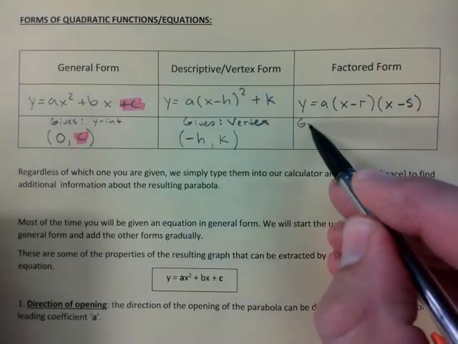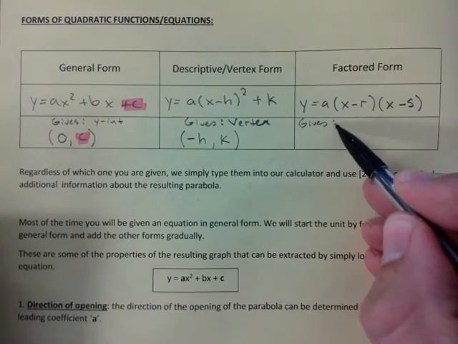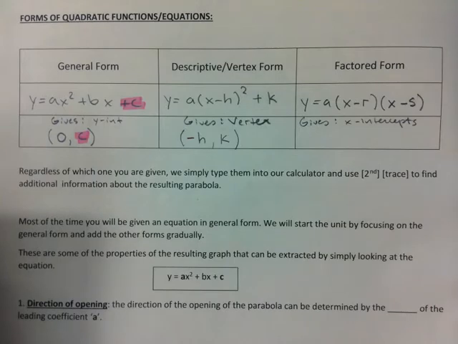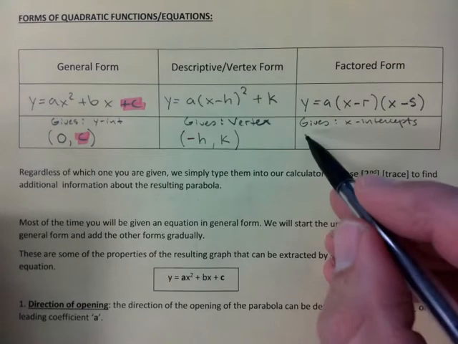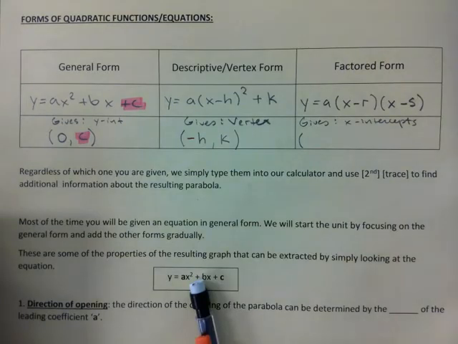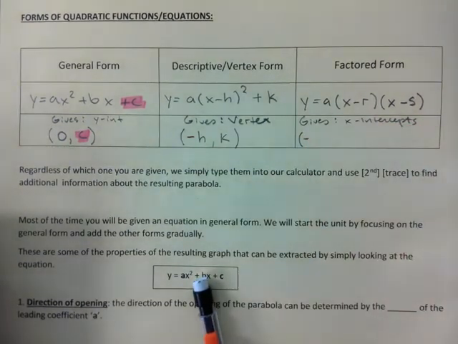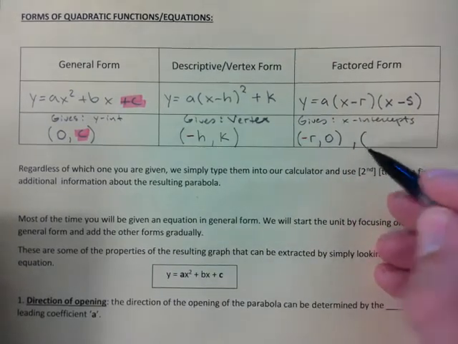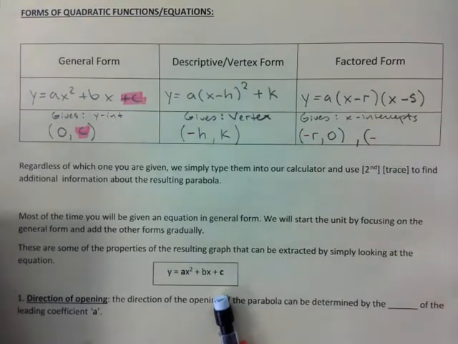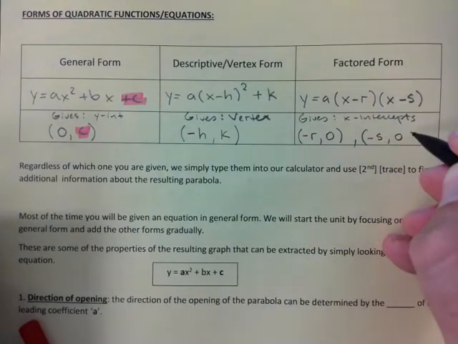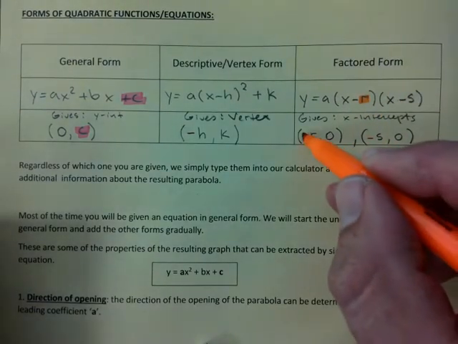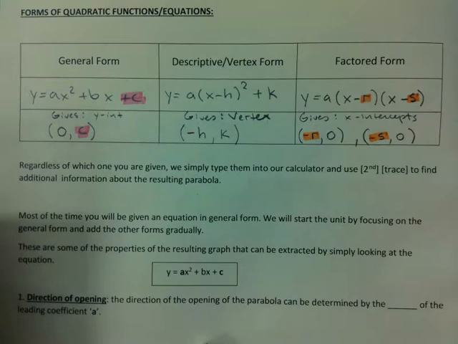And this one gives the x-intercepts. And it would be like this. You also have to change the sign of it. Negative r, 0, comma, negative s, 0. I'm going to use orange. Okay, so this one is here, and this one is here.